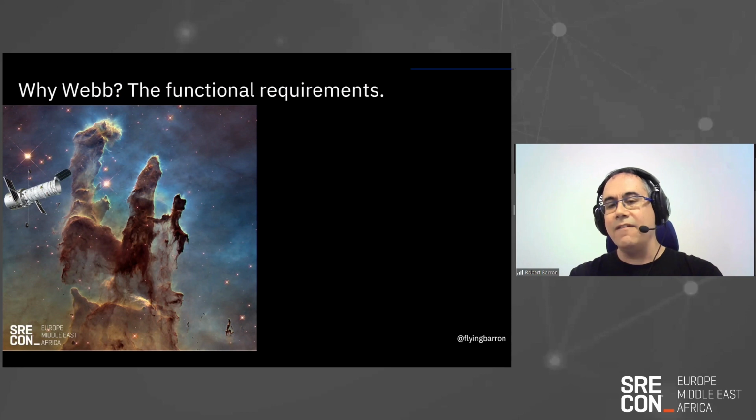The reason was the functional requirements. What is Webb going to do that Hubble cannot? And the picture you see on the screen here is called pillars of creation. These are gigantic clouds of gas, which are stellar nurseries. Inside this gas are stars being born. But Hubble, seeing in a specific wavelength, can't see these stars inside, can only see the gas clouds.